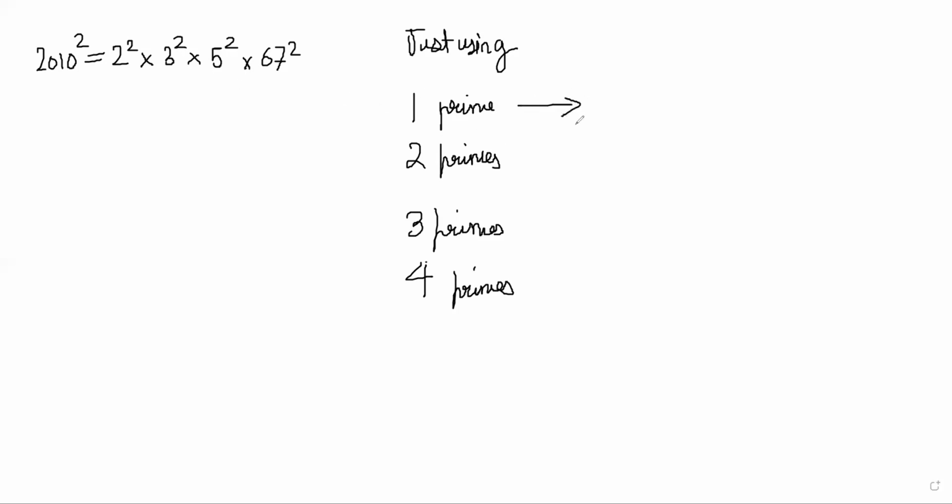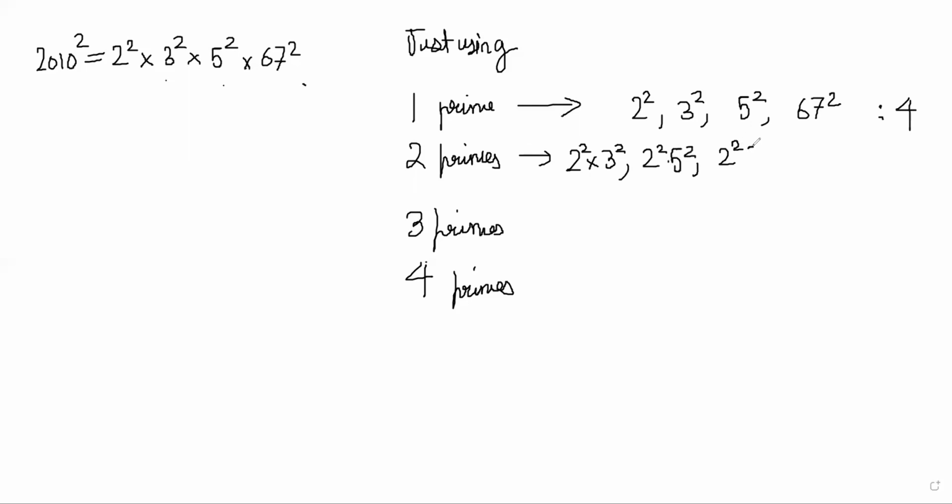If you use just one prime out of these 2, 3, 5, and 67, you will get perfect squares which are divisors, and there are four of them. If you use two primes, you can make perfect squares like 2 square 3 square, 2 square 5 square, 2 square 67 square, 3 square 5 square, 3 square 67 square, and 5 square 67 square. So basically you're doing 4C2, which is equal to 6 here.